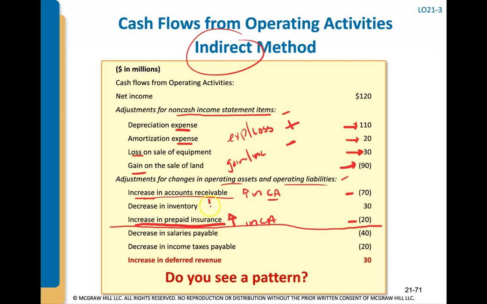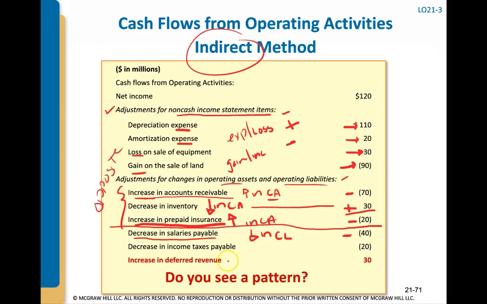And then if I had a decrease in current assets, then I did the opposite. I did a plus. So this decrease was a change in my inventory balance, so I had a plus. So for all non-cash income statement items and all asset items, you're going to do the opposite of whatever direction they're going. And then for my current liabilities, let's look at it. I had a decrease in salaries payable from the beginning of the year to the end of the year. So a decrease in current liabilities, same direction.